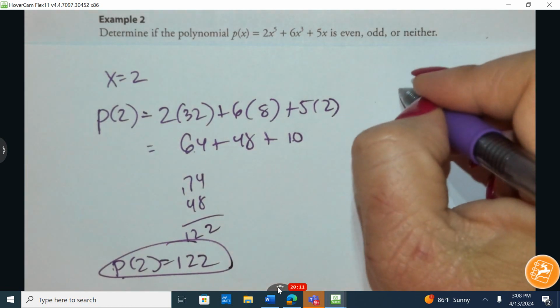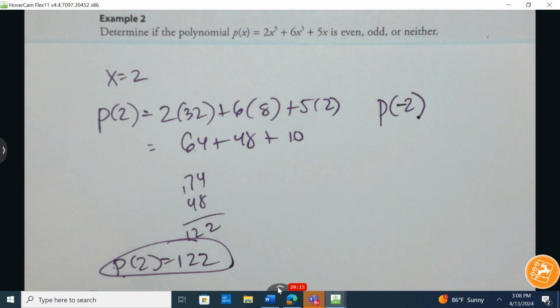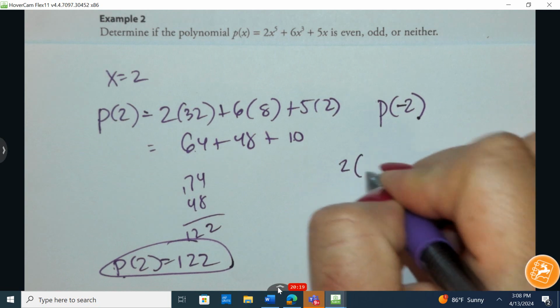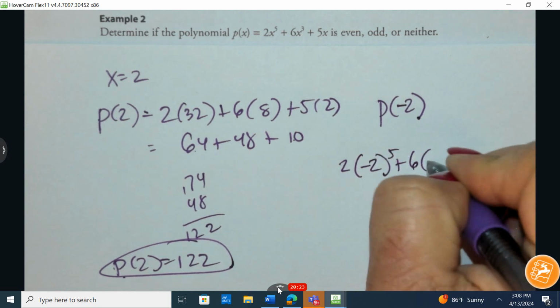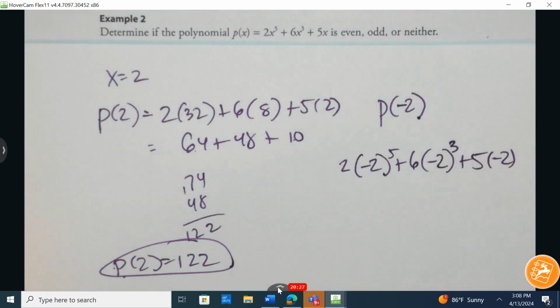All right, now I'm going to switch it up and do p of negative 2. If I get a 122, I know it's even. Here we go. I'm going to take negative 2 to the 5th plus 6 times negative 2 to the 3rd plus 5 times negative 2. Let me press pause and get it clear.